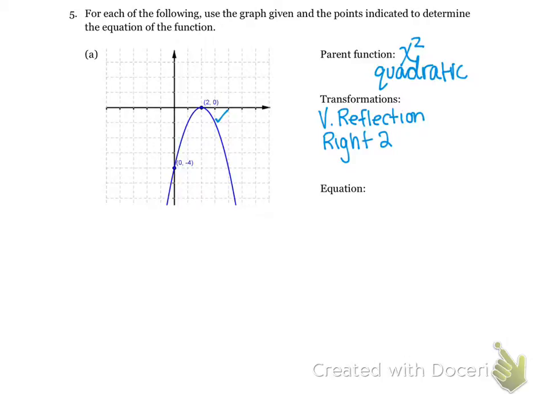So with that being said, then we can now write the equation. Y equals negative (x minus 2), because we went to the right, squared.